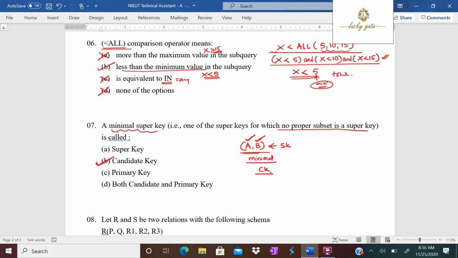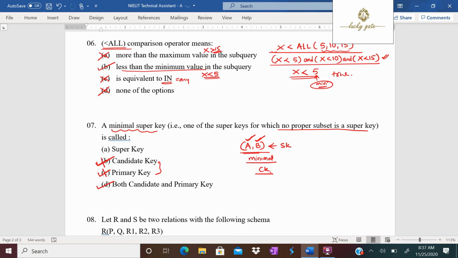There is an option A. And one of the candidate keys is called the primary key. So C is also correct. What I can say, both the candidate key and primary key are the most appropriate answer for the question. So directly, a minimal super key is called a candidate key. One of the candidate keys we can take as the primary key. So that minimal super key can be both candidate and primary key.